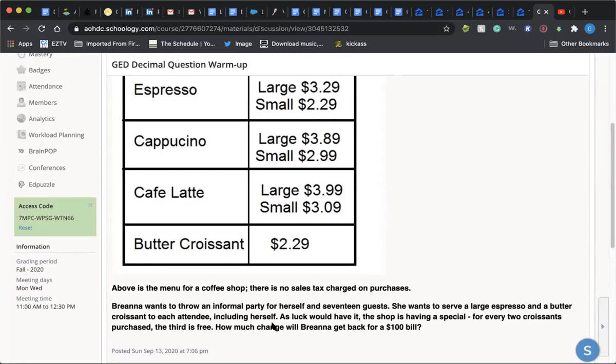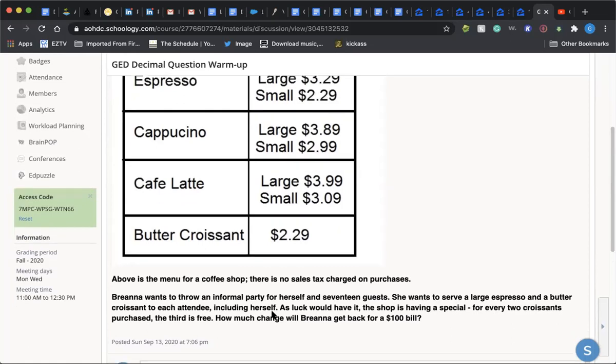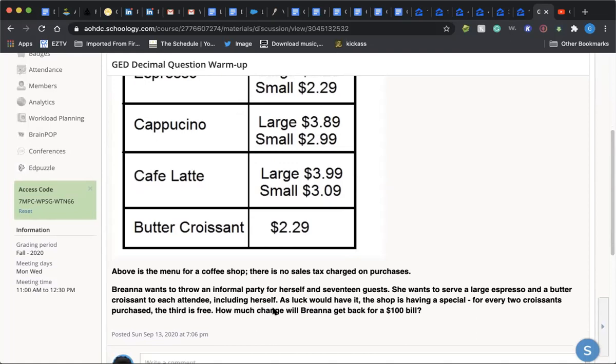So how many people is she serving? That's the first question I need to ask you. It says she's going to be providing this party for herself and 17 guests. So how many people is she serving? 18. Great. So she will be serving 18 people, okay?